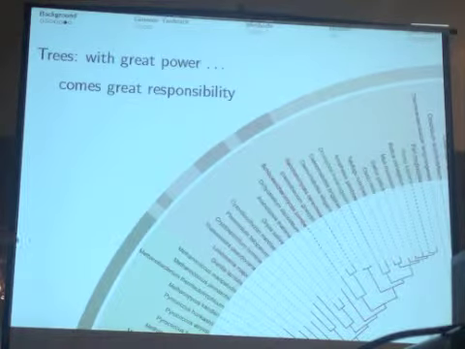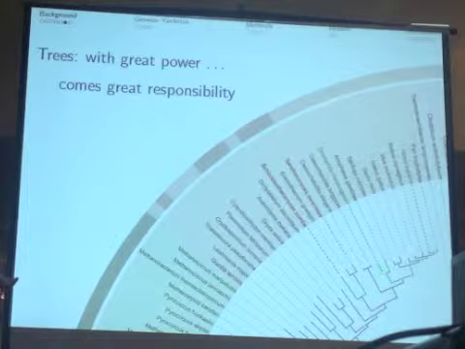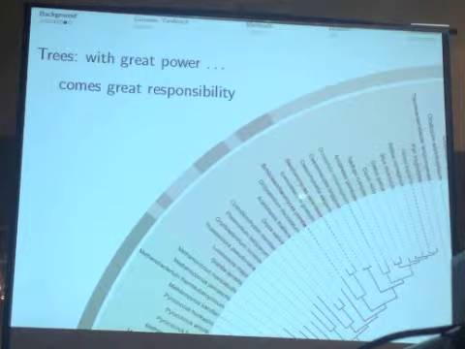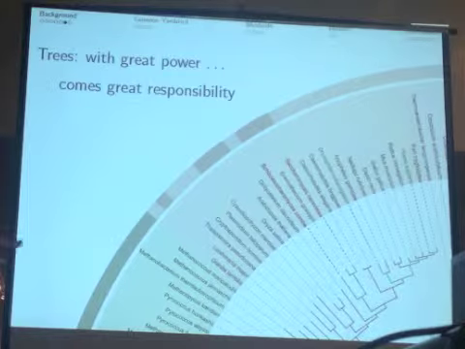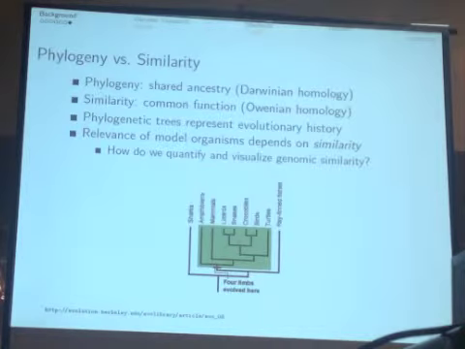So this sort of difference, well, first off, there's the bias that there are only three fungi, but the difference that I'm trying to get at is the difference between phylogeny and similarity. Phylogeny is the concept of shared ancestry, the Darwinian concept of homology, whereas similarity is getting at the concept of common function, which is the pre-Darwinian Owenian homology.